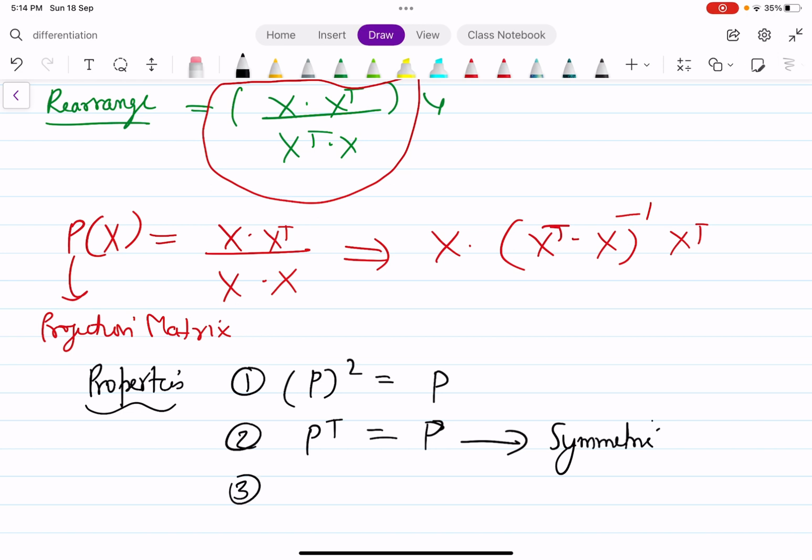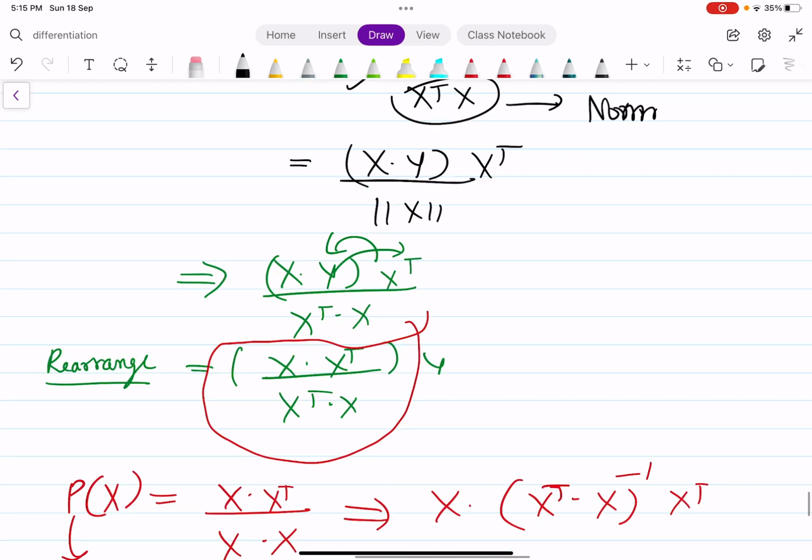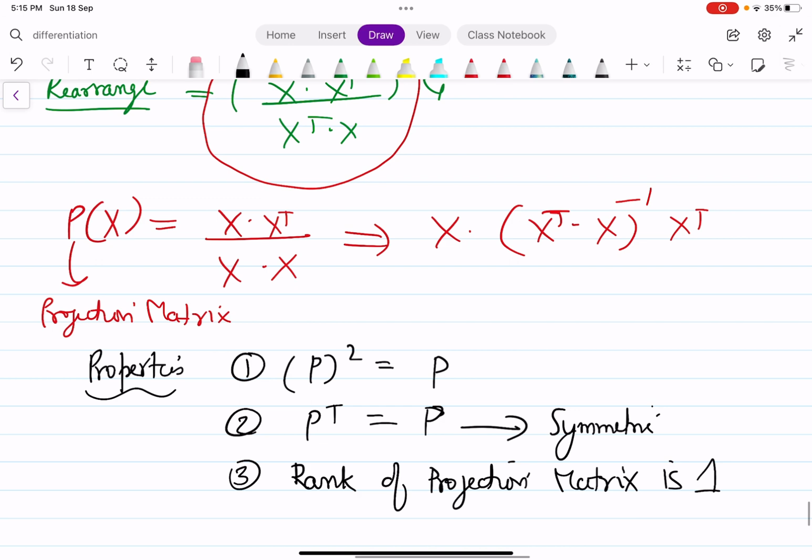There are many properties as well, but the third and very important property again is that the rank of the projection matrix is 1. So you will find the rank of the projection matrix to be 1. Alright, these are the important properties that you need to remember. And now what we will do is we will take a vector, for example, and we will also find the projection matrix.